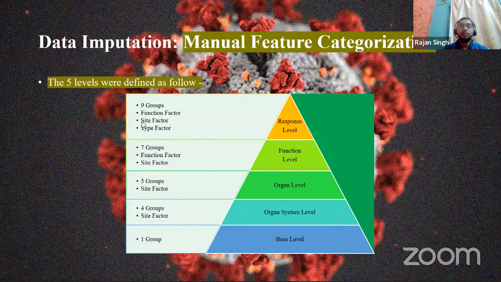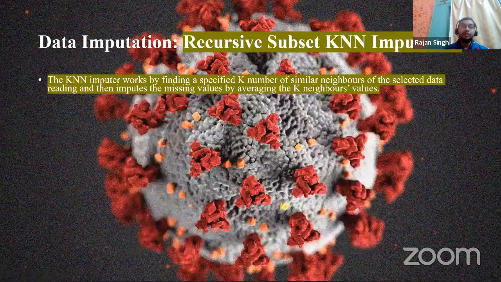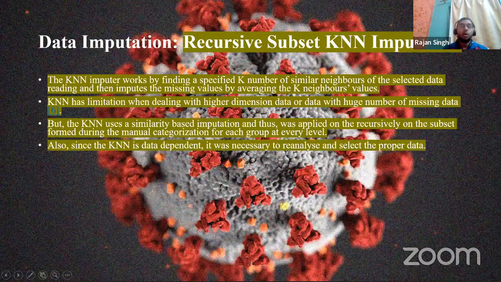So next part was the data imputation, the recursive subset data imputation. Basically, KNN imputer works well, but where a lot of the data is missing, it causes a problem. So what we did, instead of selecting the whole data set, we selected subsets of data, and then we applied KNN, which supposedly removed the limitation of the higher dimension or large missing values. So for that, since KNN is data determined, we reanalyzed the data and selected the proper data.